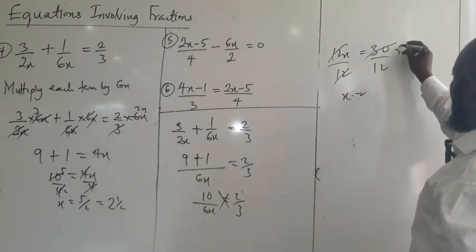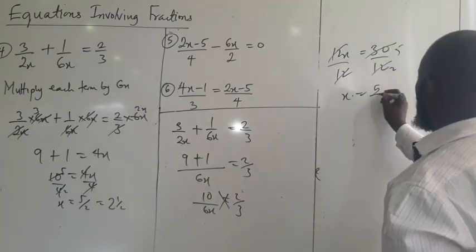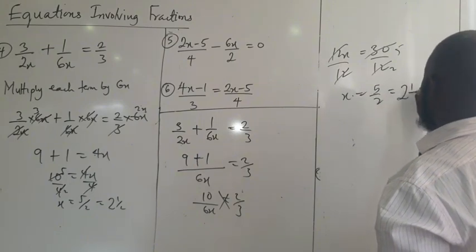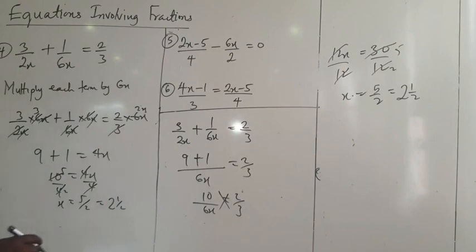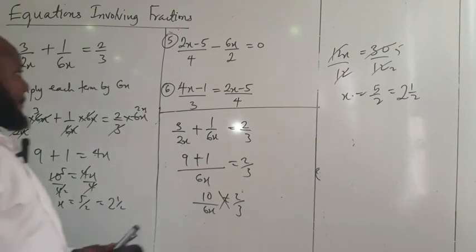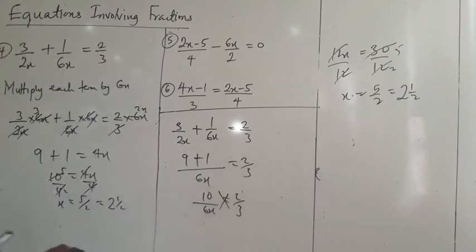6 can go here 5. 6 can go here. That's 5 over 2. That gives 2.5. See the same thing is what we got here. I hope this is very clear. So that is that on question number 4. So let's look at question number 5 now.